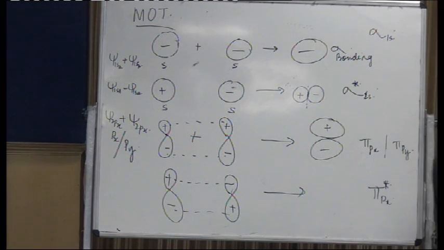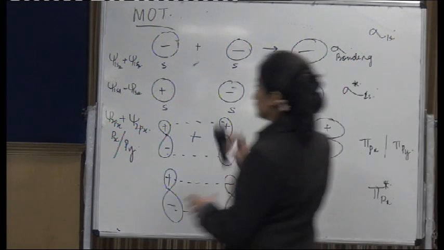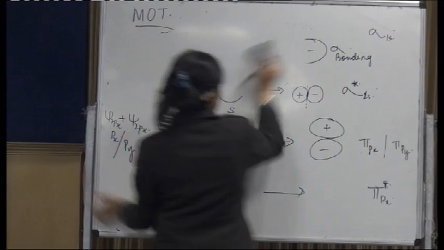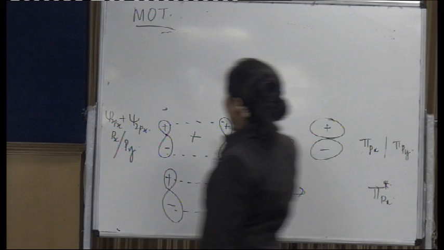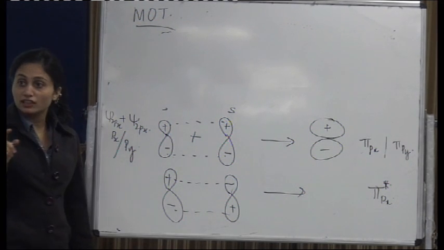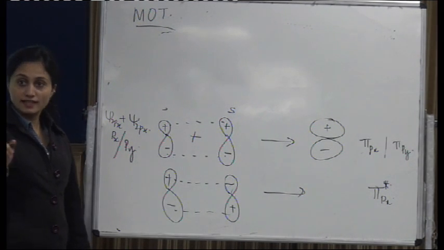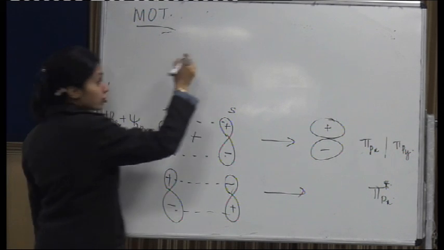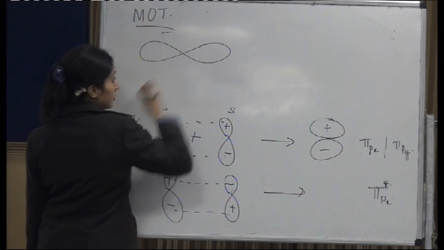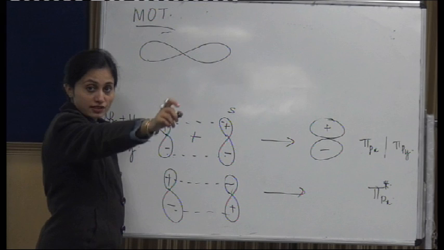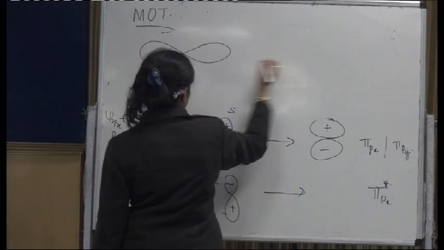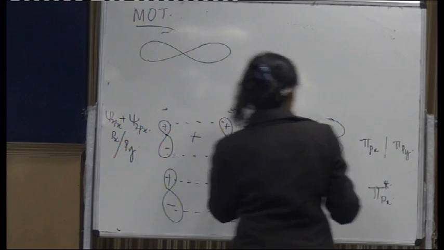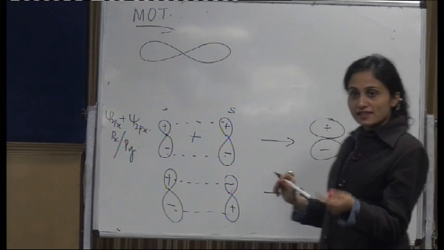Now coming on to the pz orbital. Now for pz, pz is located about the internuclear axis. So here, this is my pz. If I consider this to be the internuclear axis like that, and if px plus px is pi px, what will be pz plus pz?